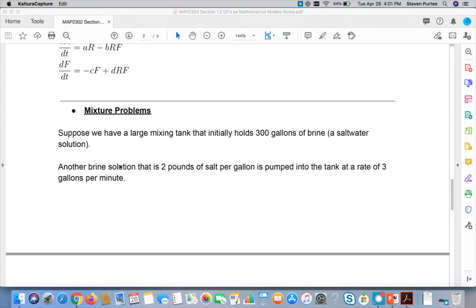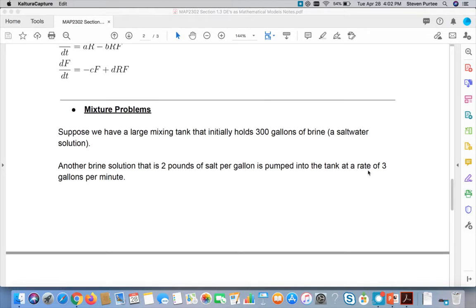Okay, here's a good full problem. We'll actually do a lot of this one. It's a mixture problem. So we've got some large mixing tank. It originally holds 300 gallons of water. We're actually going to keep that number constant. We're going to dump salt water into it, and we're going to pump water out. The water is pumped in and out at the same rate, but the level of salt in the water is going to change.